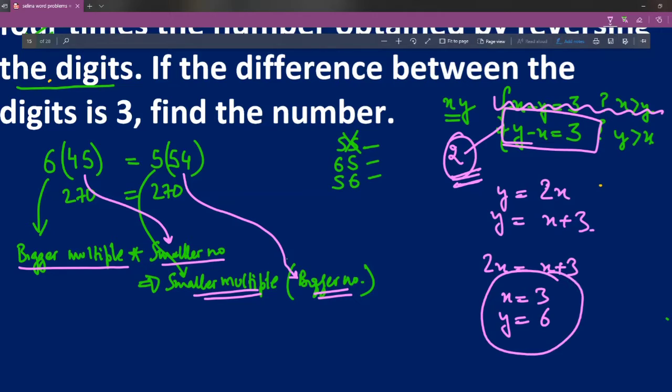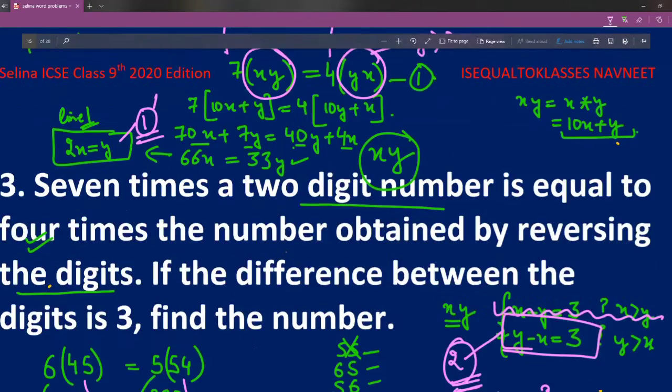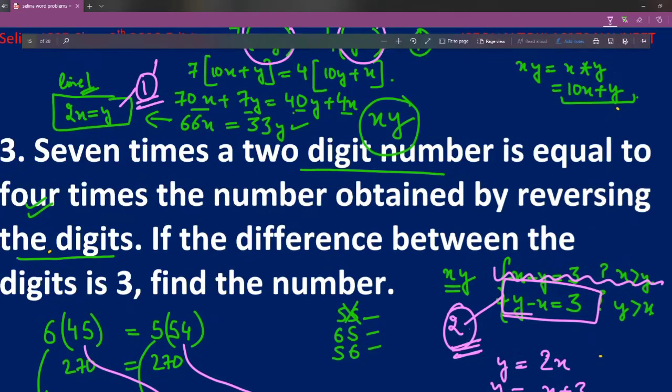So the number that I had assumed is xy. So the number I had assumed is 36. And this is what I was trying to tell you. Now let us see. The number I have is 36. Reversing the digits, it becomes 63, and that is what I was trying to tell you, that this is the smaller number. This is the bigger number.